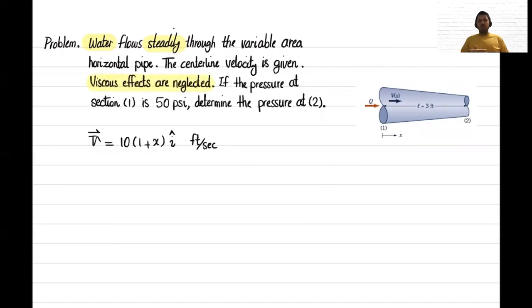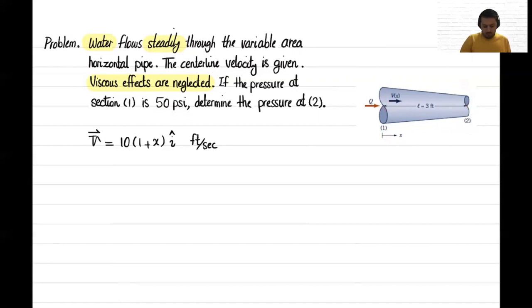Now we have all the assumptions for the Bernoulli equation. And the problem says that if pressure at section 1 here is 50 psi, determine the pressure at section 2 here. So for this problem, we can write the Bernoulli equation between 2 points on a single streamline. So we can write it between these 2 points.